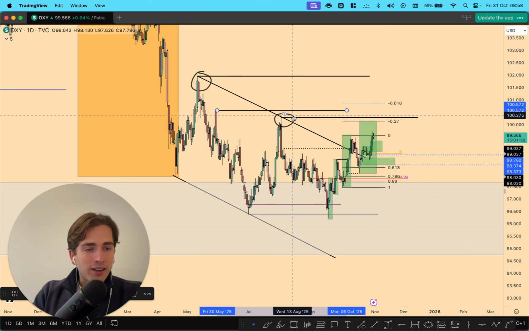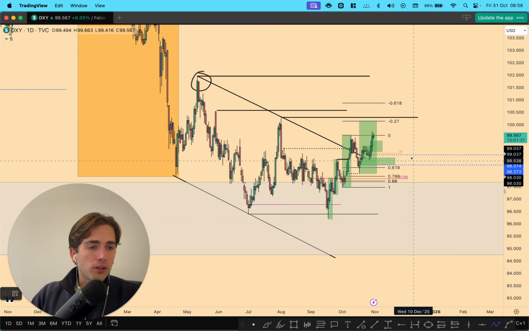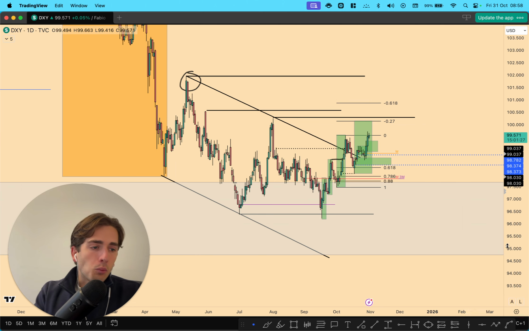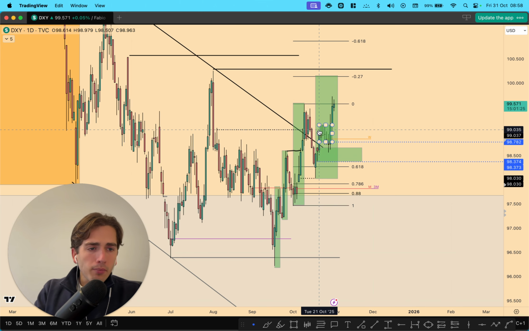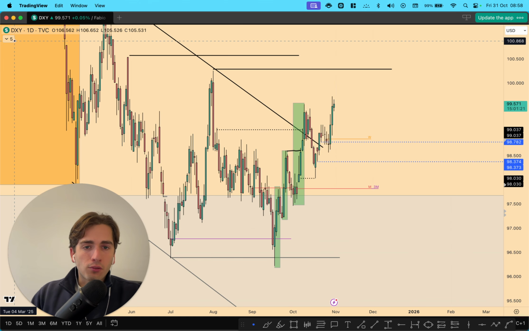So I'm still looking, and I've been talking about this already for 1.5 months, the overall NFP high of the 1st of August. So I'm still looking for this to continue pushing up higher here for the dollar index. And yeah, we could see a retracement in the meantime. As obviously, if I just remove the green zones, I hope it's all clear enough for you guys.